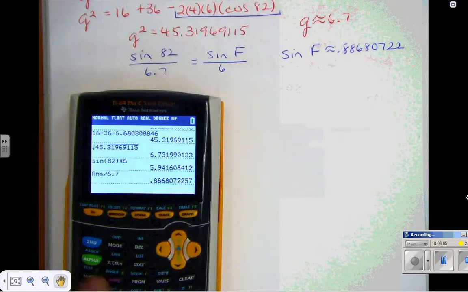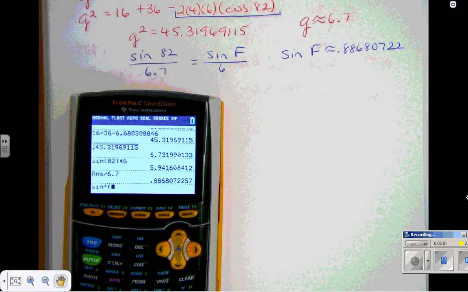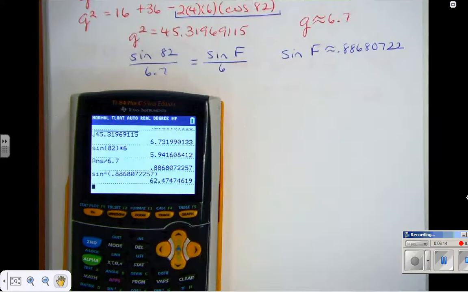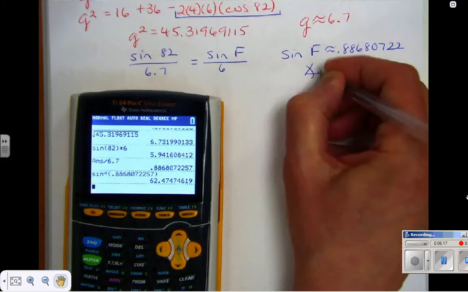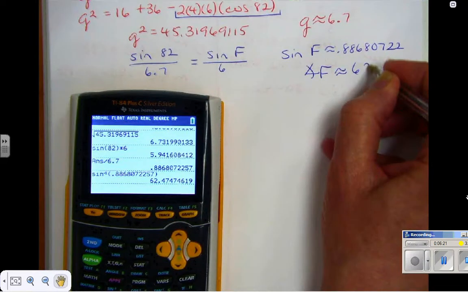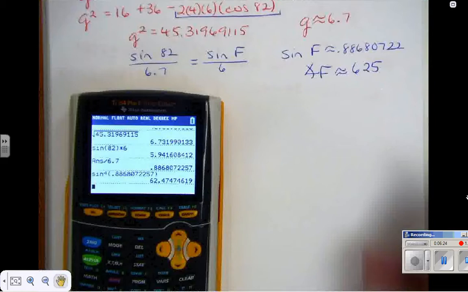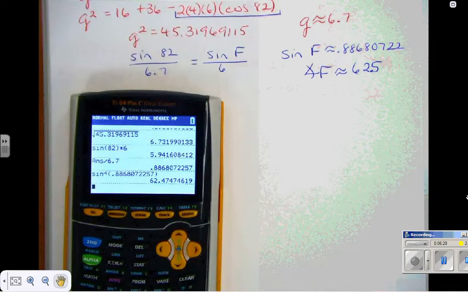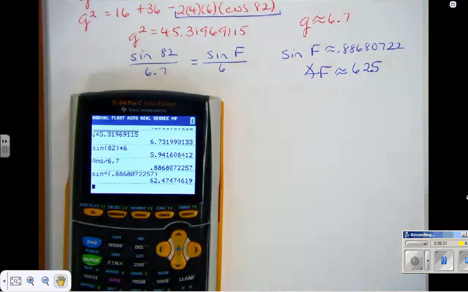So we're going to use second sine, and I'm going to go retrieve that decimal, close the parentheses, and my angle is about 62.4, or 62.5. We'll go ahead and round it to the nearest tenth. I think on your worksheet it's okay if you round it to the nearest whole degree. But for this example, we'll round it to the nearest tenth.